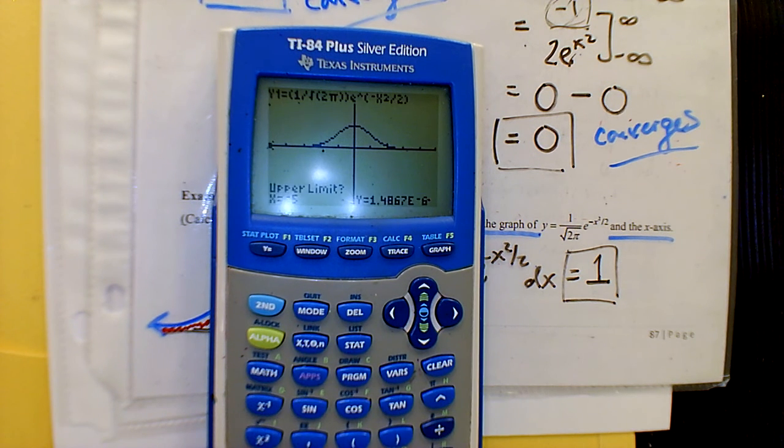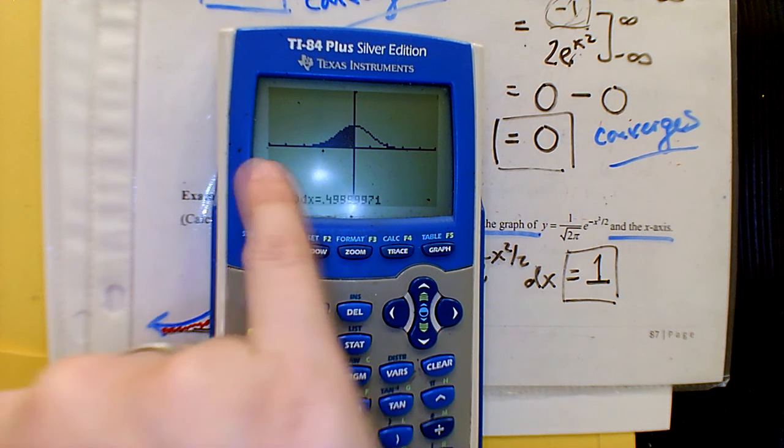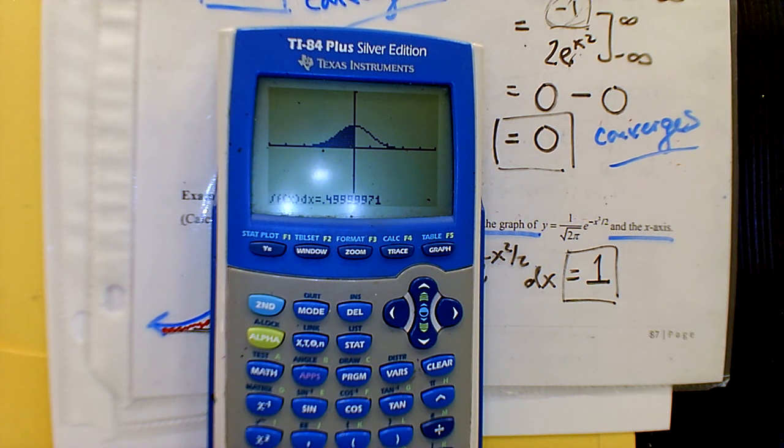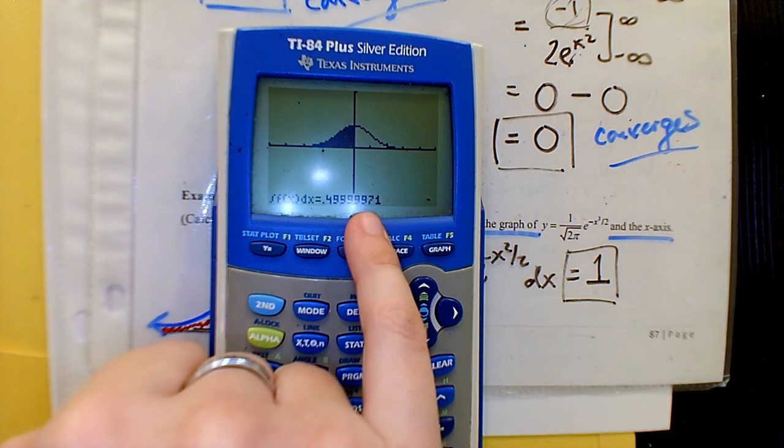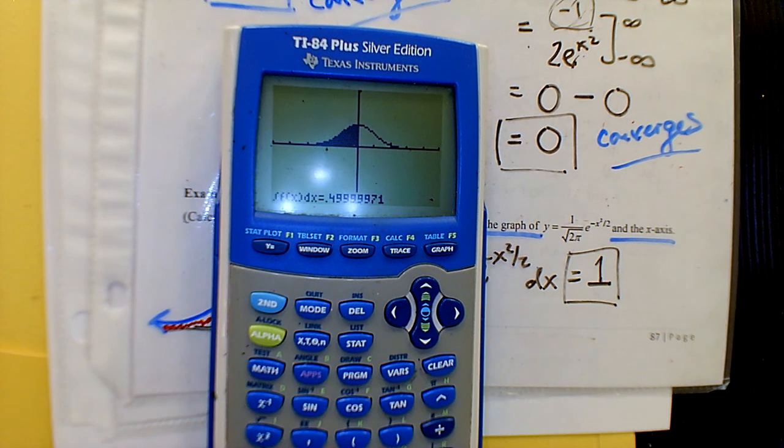We'll do lower limit negative 5, upper limit 0. Notice how it'll shade that. And it's 0.499999. So using symmetry, we would have the other side. I have no idea why it's getting 0.